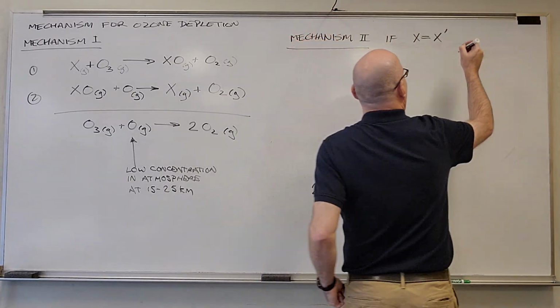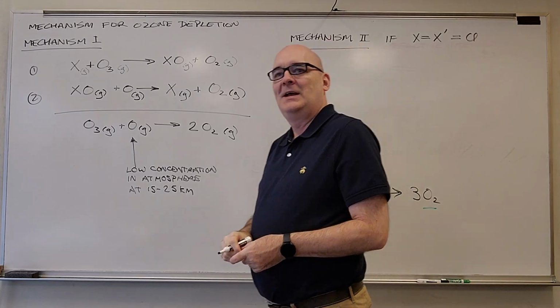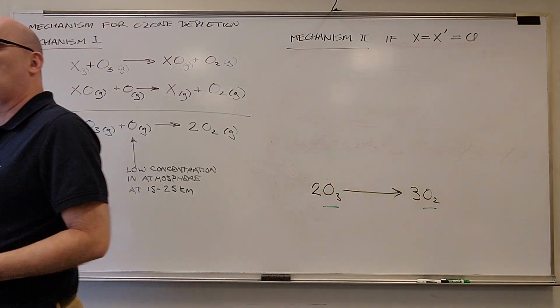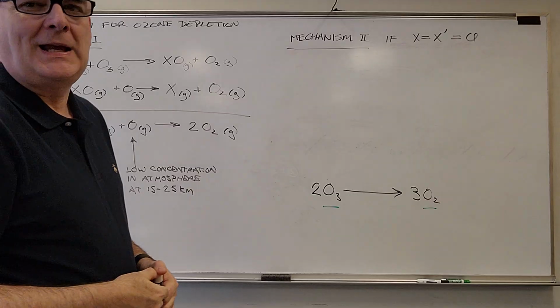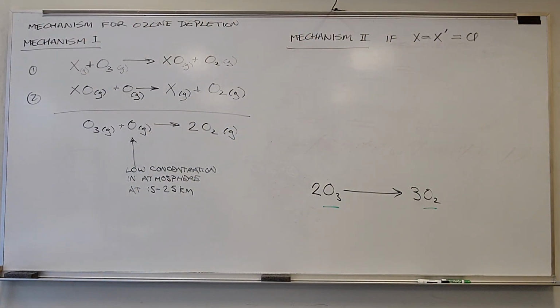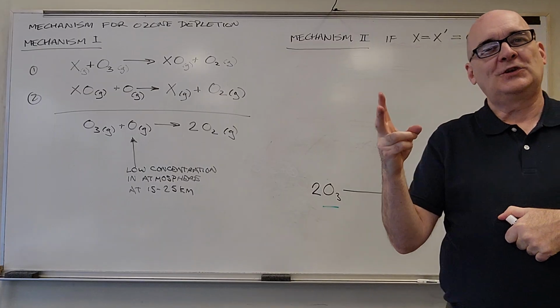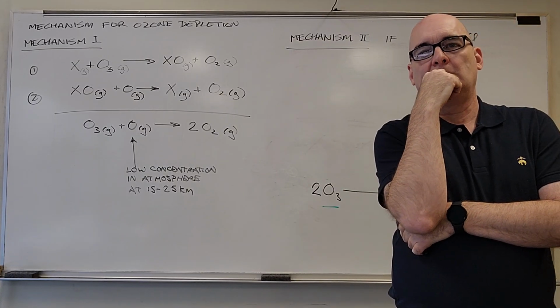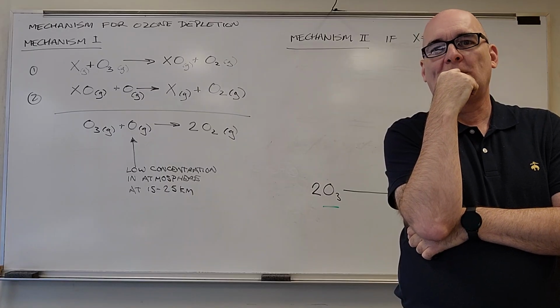Okay, I'll tell you what. Let's actually go out and say it. X is equal to X prime. And X and X prime are both chlorine atoms. What would my mechanism look like? Here, if you're doing mechanism 3 in 3 lines, line 1, line 2, and line 3, line 1 and line 2 get to be the same line. So you can combine them into one thing.